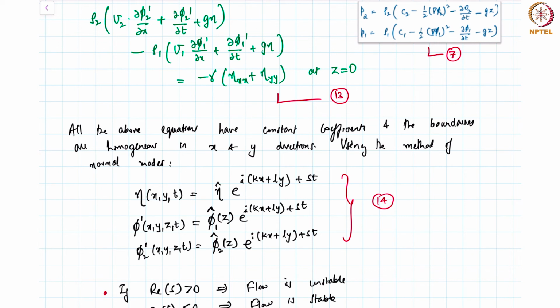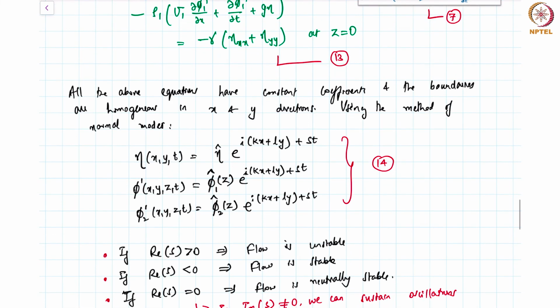The ultimate goal is to derive a dispersion relation. What is a dispersion relation? It tells you how S, the complex growth rate, depends on the wave numbers K and L. So the idea is that once you have the dependence, as a user, you can specify the wave numbers K and L, which means that that's not an unknown. You can specify it and ask what is the value of S that I get.